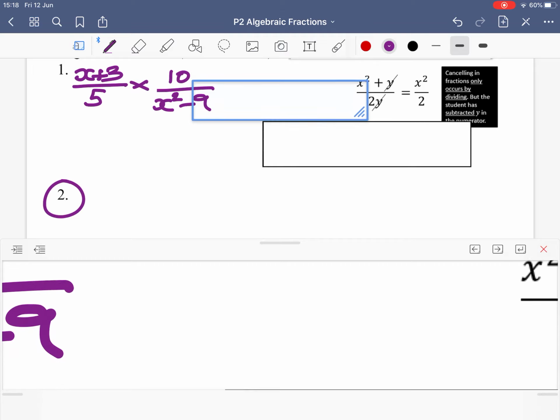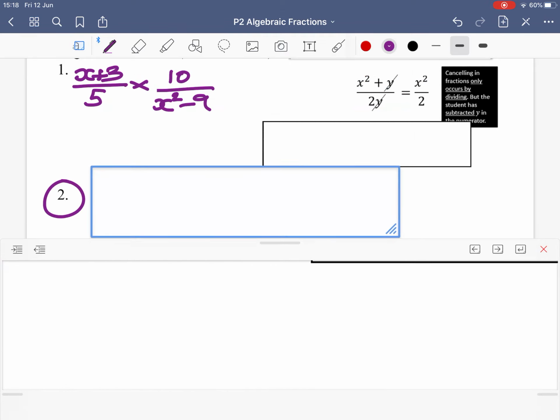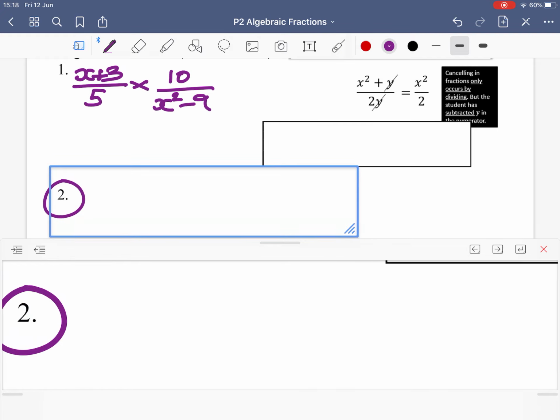I'm going to try and see if zooming in gives me a bit more space. Is it clear that I don't really know what I'm doing? Okay, here we go, question 2.